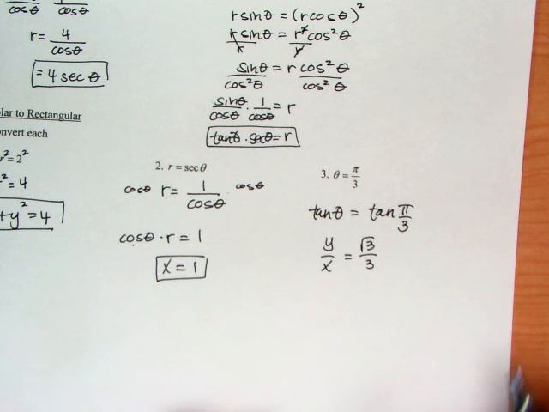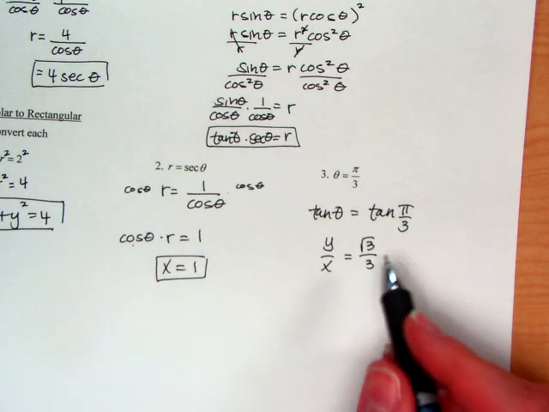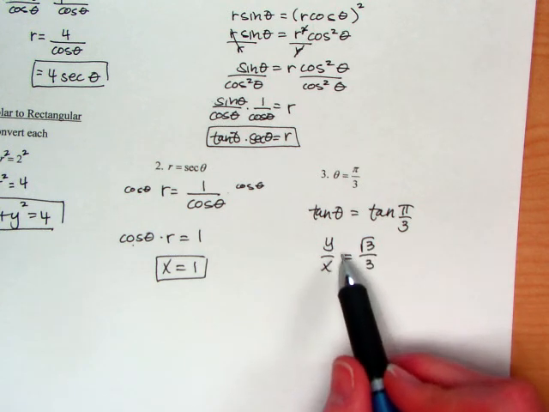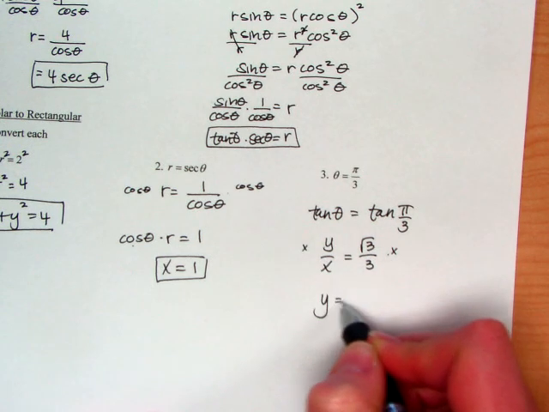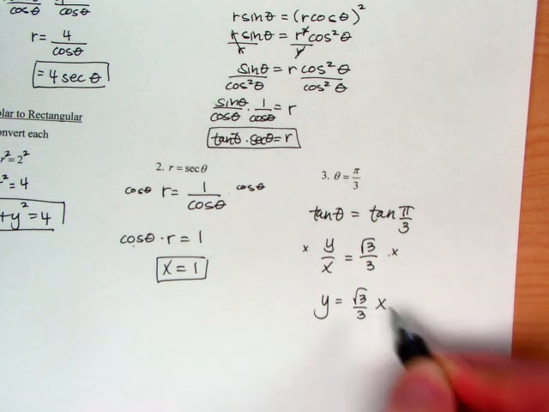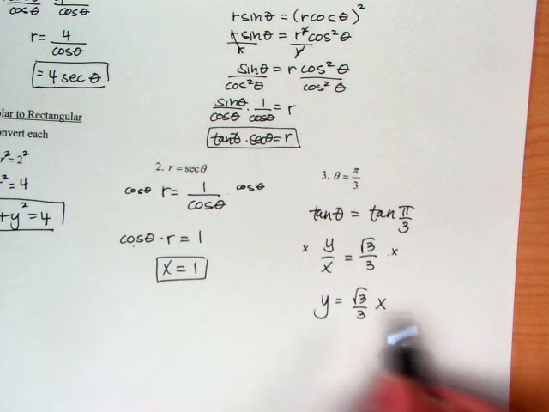over 3. And so now doing a little solving, like I said, we like it when it's y equals, we don't want the x over here, so we're going to multiply both sides by x. And so I end up with y equals square root of 3 over 3 x. This is literally like slope. You have a slope of square root of 3 over 3.